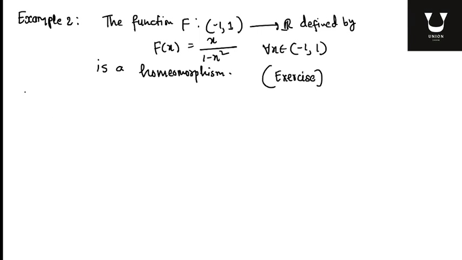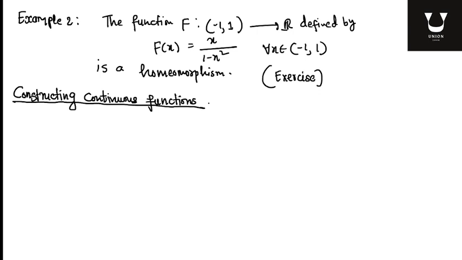Okay, all right. So next, we'll talk about how to construct continuous functions. For example, we know from our real analysis course that every constant function is continuous. Right? And also from our real analysis course, we know that every identity function is continuous. Identity function is continuous. Every constant function is continuous. And composition of two continuous functions is continuous. That we know from our real analysis course.